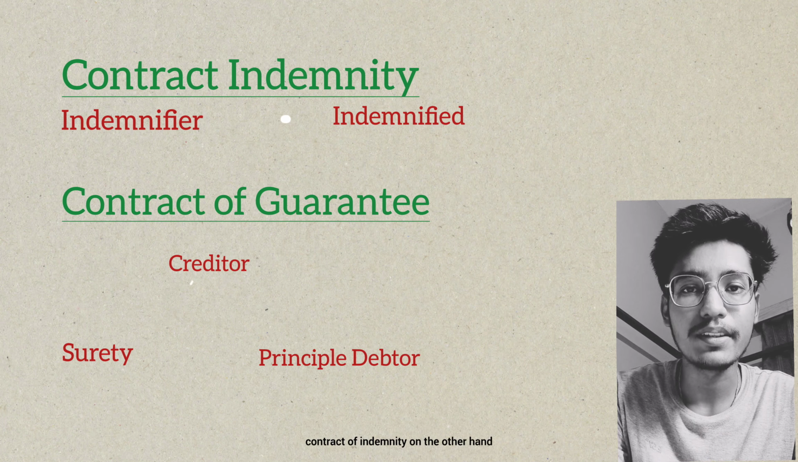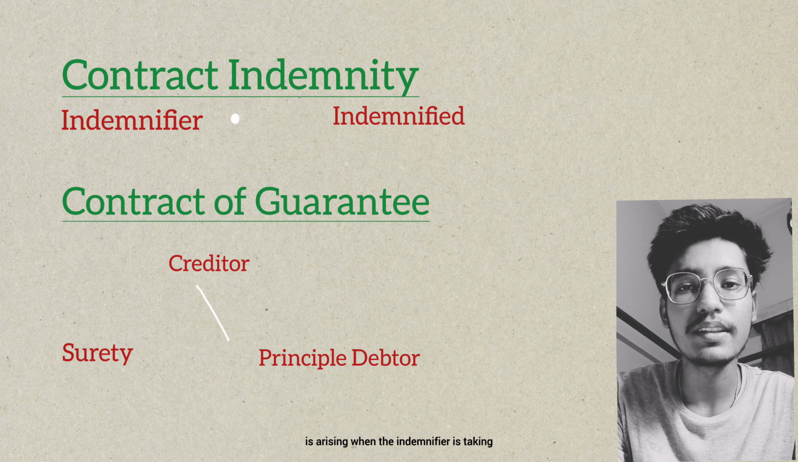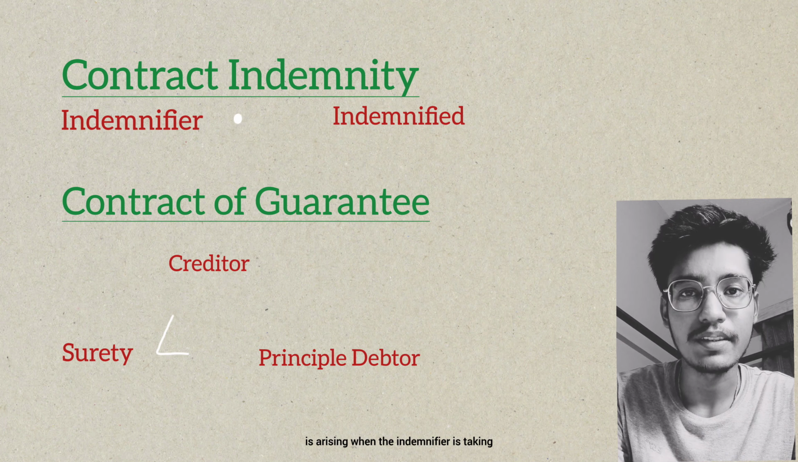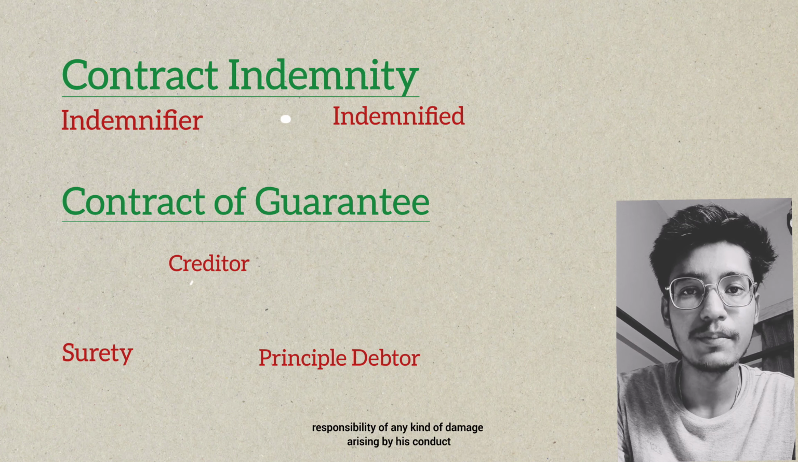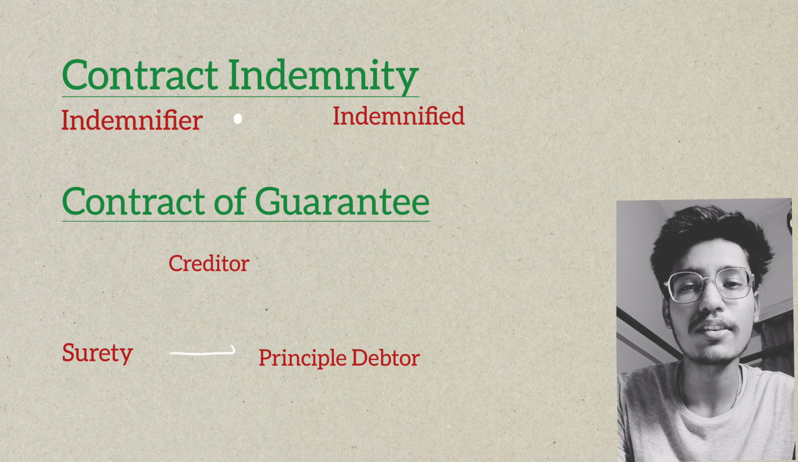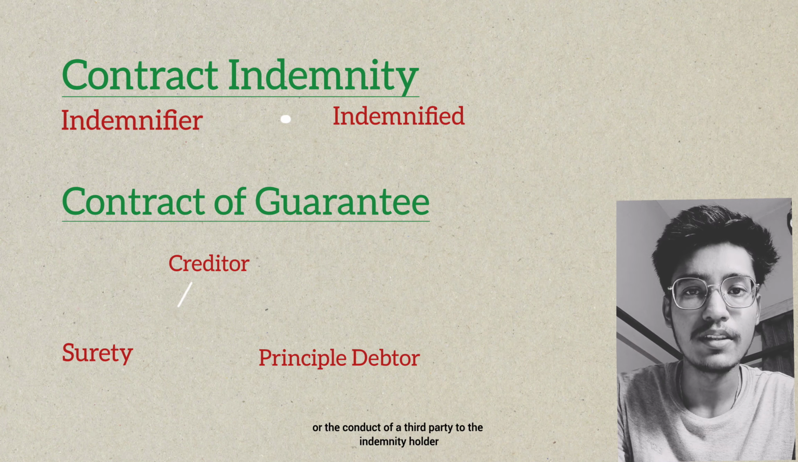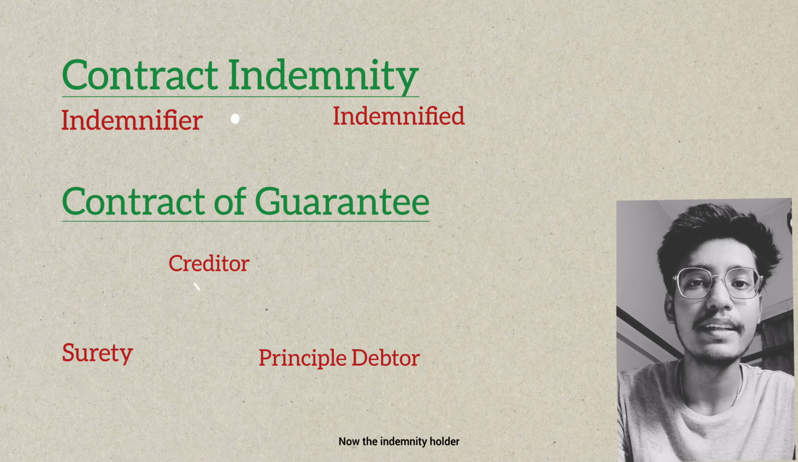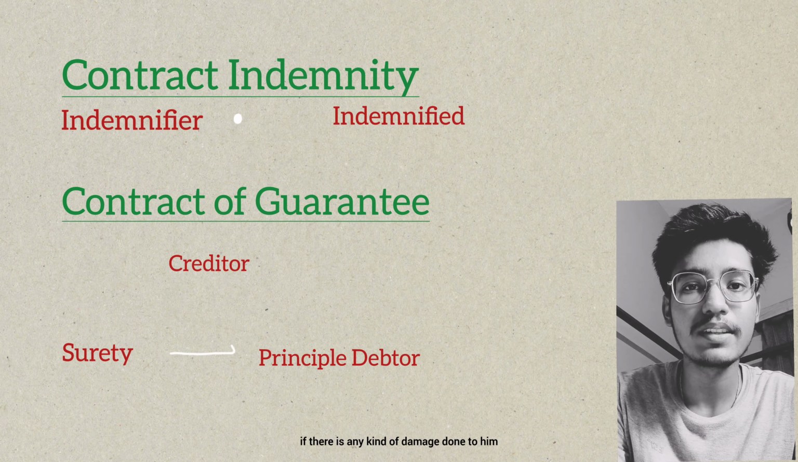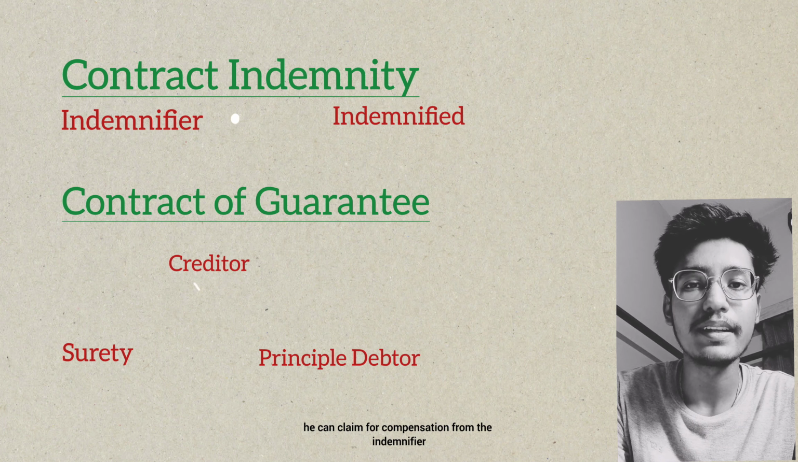A contract of indemnity, on the other hand, arises when the indemnifier takes responsibility for any kind of damage arising by his conduct or the conduct of a third party to the indemnity holder. Now, the indemnity holder, if there is any kind of damage done to him, can claim compensation from the indemnifier.